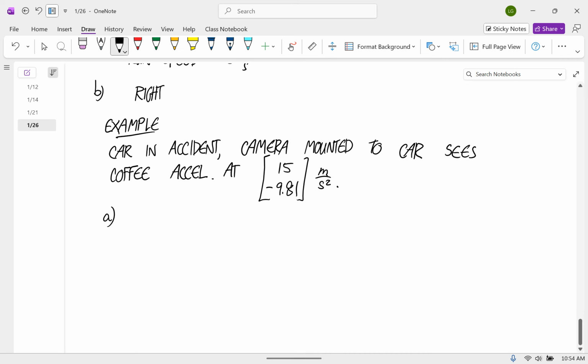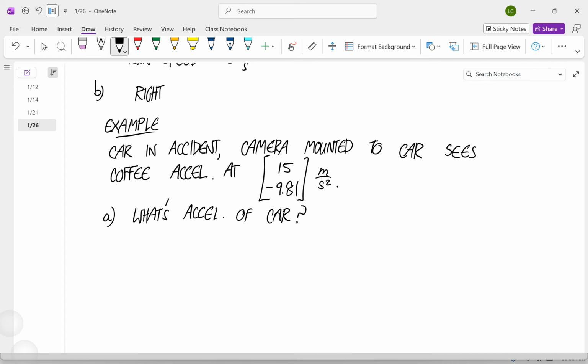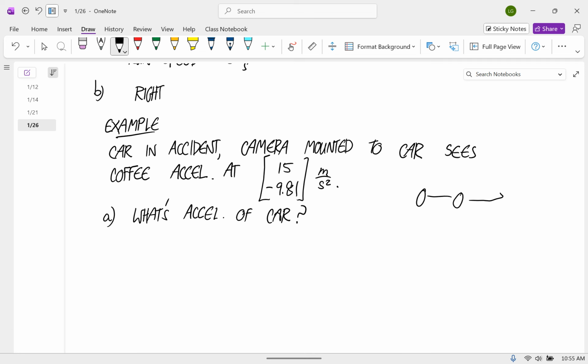So first, what's the acceleration of the car? And I'm going to show you the direction the car is going. Okay, so here's the car and its relationship to the coordinate system before the collision. And does the collision happen at the front or the back of the car?